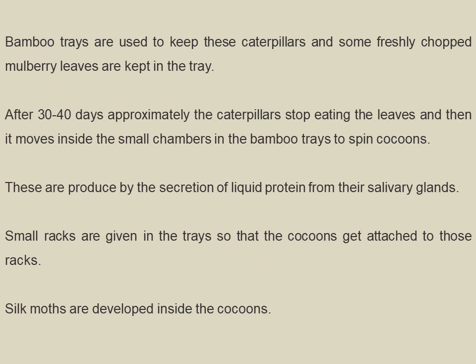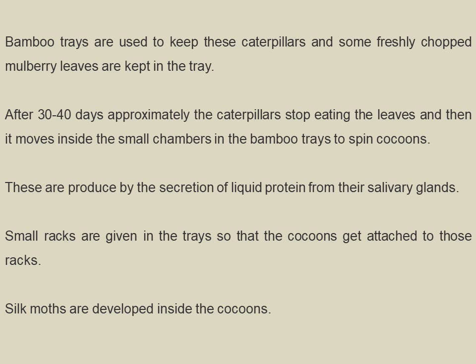Bamboo trays are used to keep these caterpillars, and some freshly chopped mulberry leaves are kept in the tray. After 30 to 40 days approximately, the caterpillars stop eating and leave the leaves, and then move inside the small chambers in the bamboo trays to spin the cocoons. Now this is the important part of sericulture. These are produced by the secretion of liquid protein from their salivary glands. Small racks are given in the tray so that the cocoons get attached to those racks.